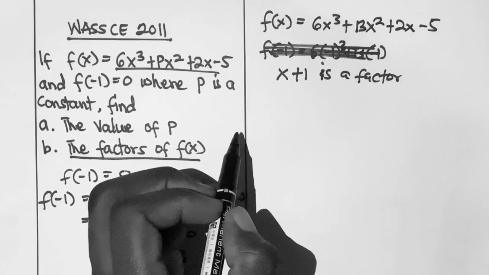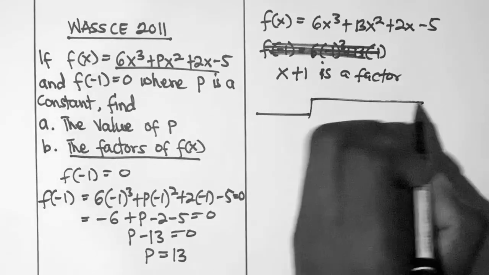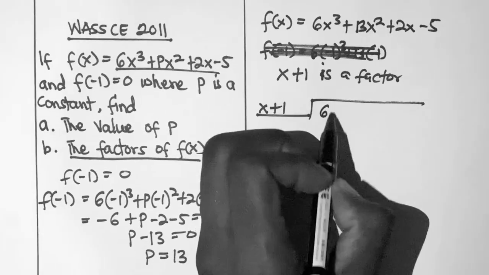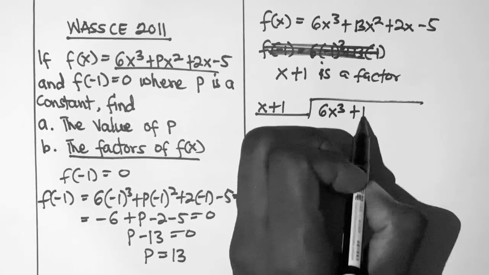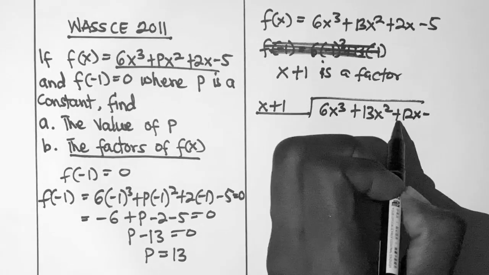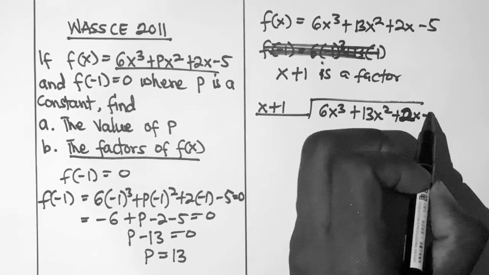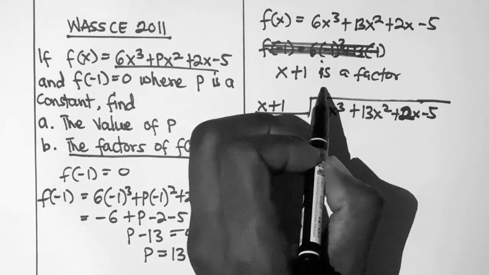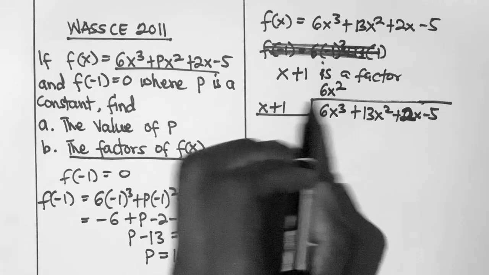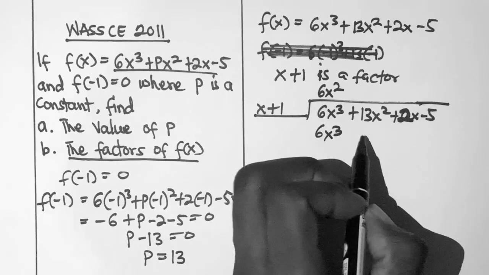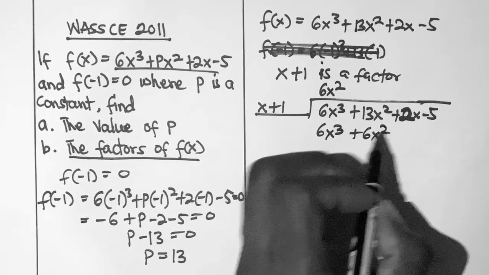So since we have one factor, that means if we divide the polynomial by x plus 1, we can get the other factors. The polynomial is 6x cubed plus 13x squared plus 2x minus 5. So 6x cubed divided by x is 6x squared. 6x squared times x is 6x cubed. And 6x squared times 1 is plus 6x squared.